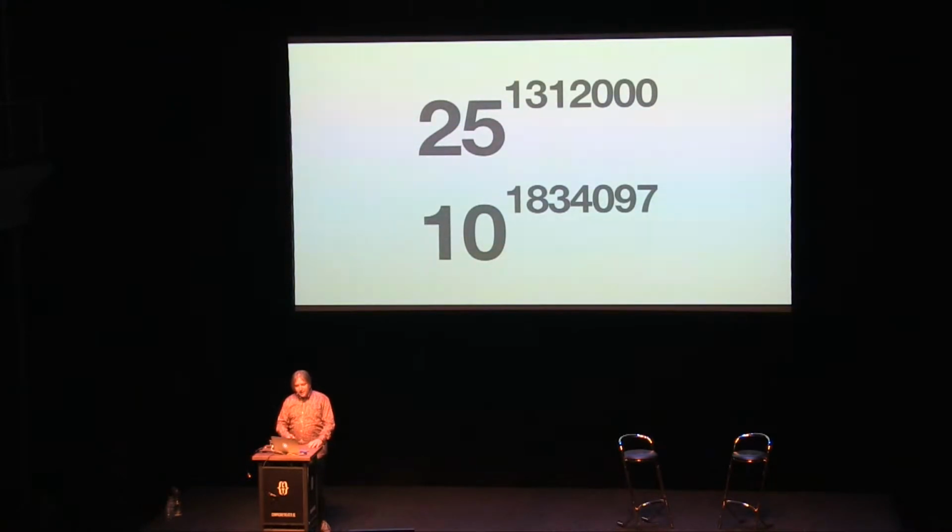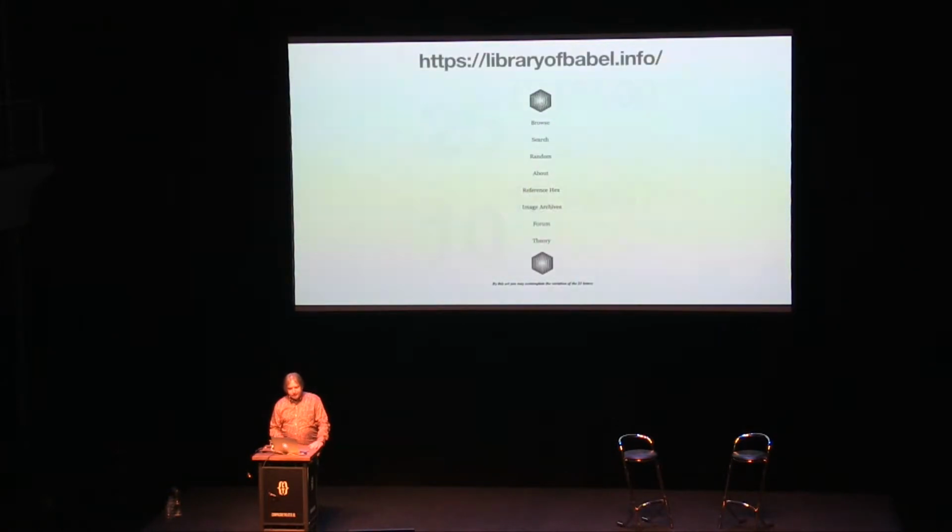So the number of books in the Library of Babel is not infinite, but it is really, really, really big. To give you some idea how big 10 to the power of 1,834,097 is, it has been calculated that the observable universe contains approximately 10 to the power of 80 atoms. There are more books in the Library of Babel than there are atoms in the universe. And yet, thanks to the World Wide Web, you can theoretically peruse all of them.